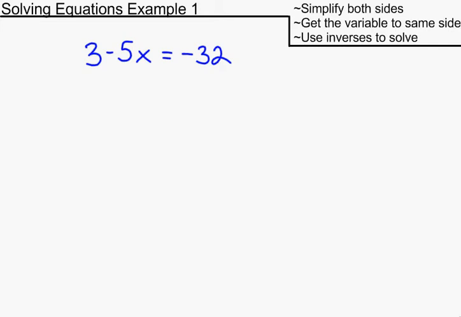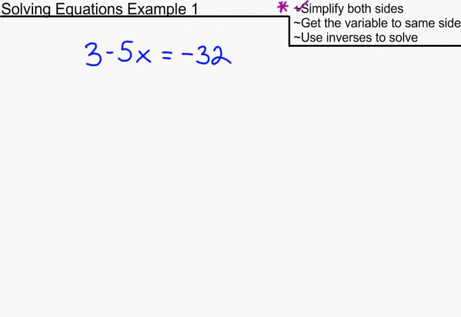We're going to start discussing solving equations with a very simple two-step equation to solve in order to illustrate how to solve an equation and what it means to be a solution to an equation. If you notice in the upper right-hand corner, we have our 3 steps to solving an equation. You always simplify both sides, get the variables to the same side, and then use inverse operations in order to solve.